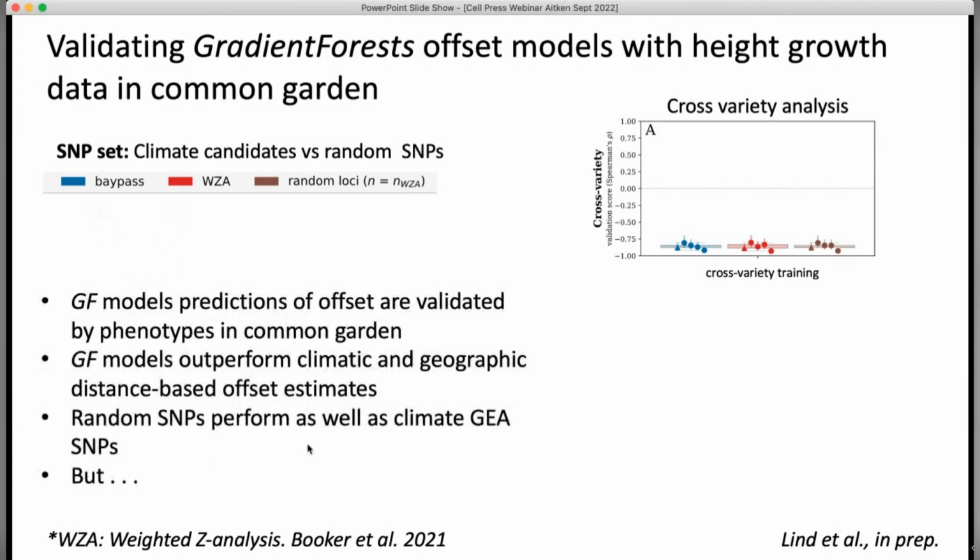So this says that gradient forest model predictions of offset are validated by the phenotypes. What I haven't shown here is that these gradient forest models based on genomic data outperform just using climatic distance measures or geographic distance to estimate offset. And Brandon also found that random SNPs performed fairly equivalently to candidate SNPs based on genotype environment association. So that's more good news about random SNPs.